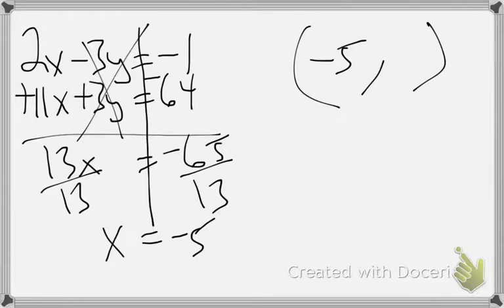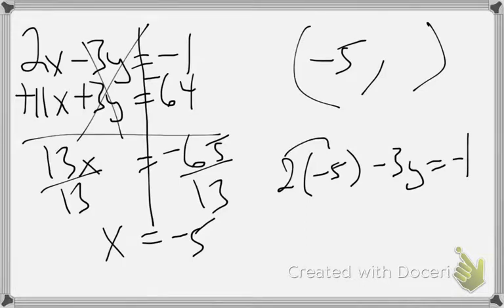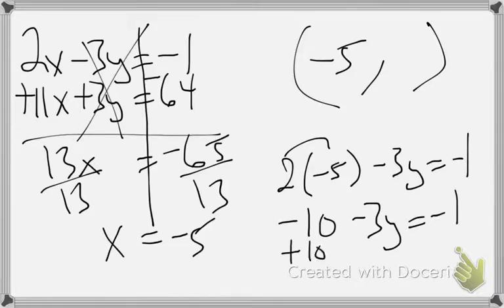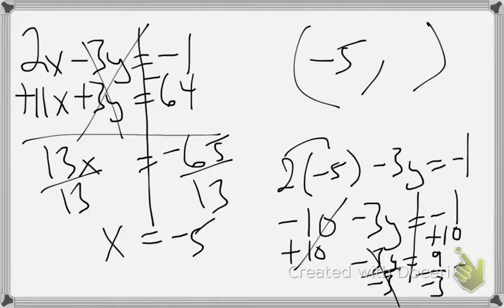All right, then we can plug it back in anywhere for x. Let's do this top. 2 times negative 5 minus 3y is negative 1. We got to do a little distributive property. 2 times negative 5 is negative 10. Minus 3y is negative 1. I think I'm already regretting plugging into this equation because I've got the negative in front of the y, but it's too late. Can't go back now. Negative 3y is 9. Divide by negative 3.